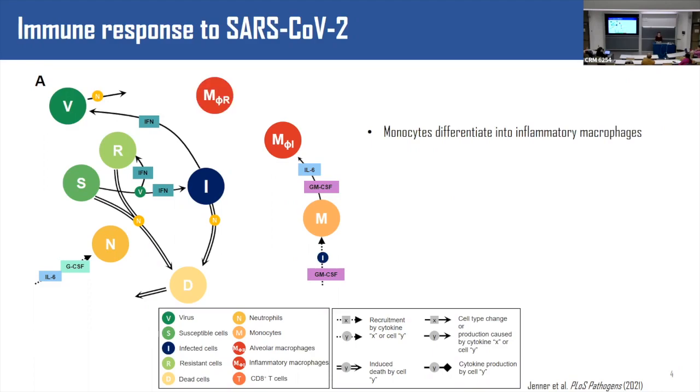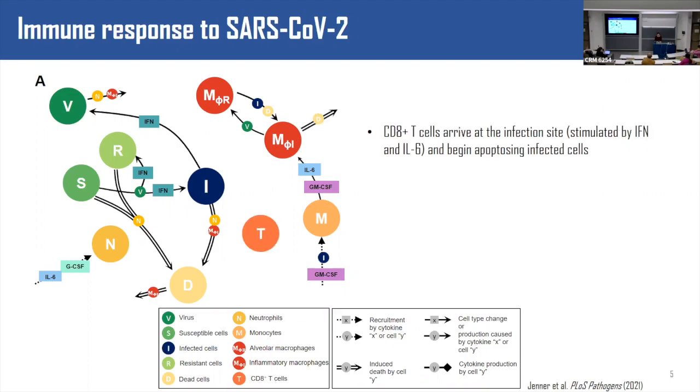Tissue-resident macrophages become anti-inflammatory macrophages through the interaction with infected cells and dead cells. Dead cells are removed by inflammatory macrophages and also cause their death. Lastly, we have the CD8 included in our model. Their recruitment is regulated by interferon, infected cells, and IL-6 concentrations. And CD8 T cells also induce the death of the infected cells.